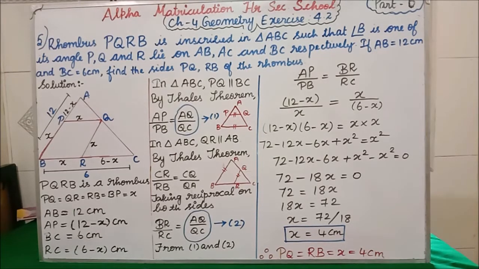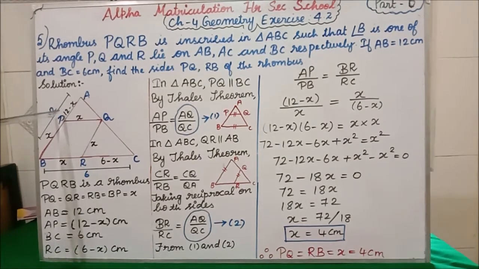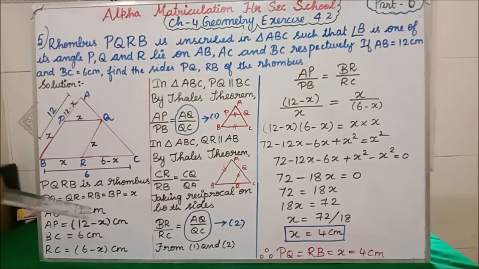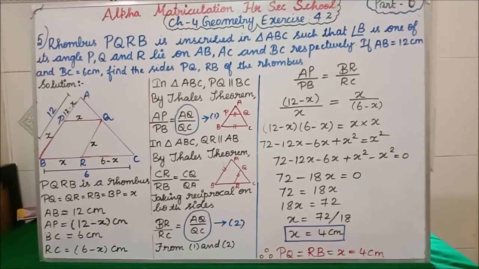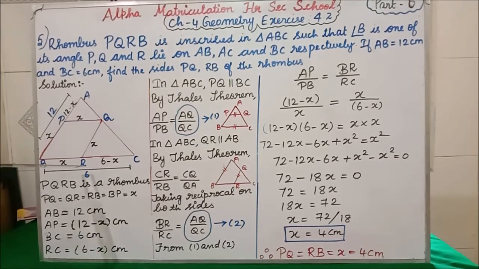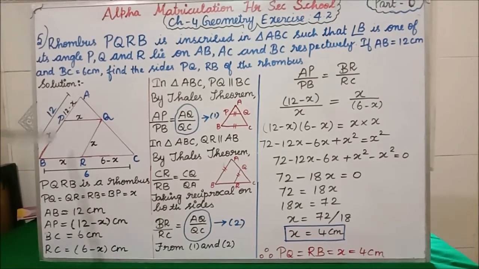They have given some values. AB equal to 12 centimeter they have given. See here, A to B full length I have written 12. Then BC, this full length B to C, they have given 6. Find the sides of PQ. Where are we having PQ? Here. Then RB. These both sides they are asking.